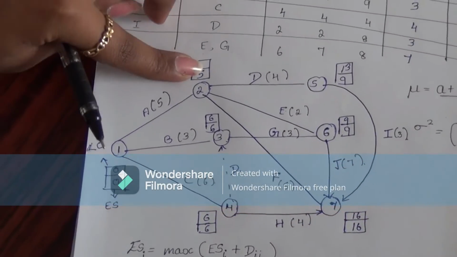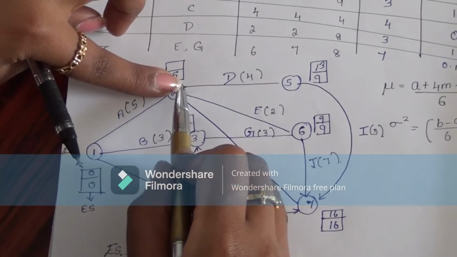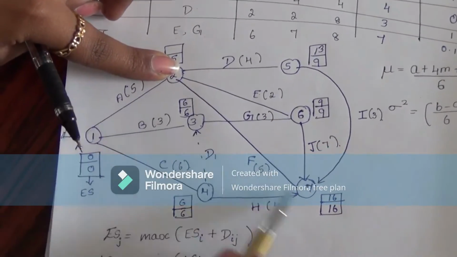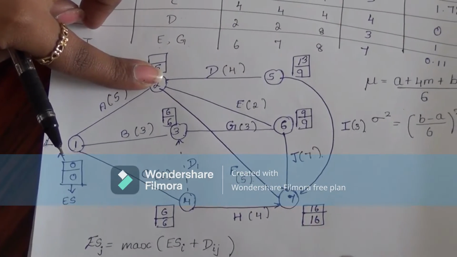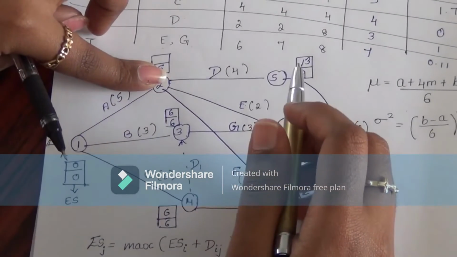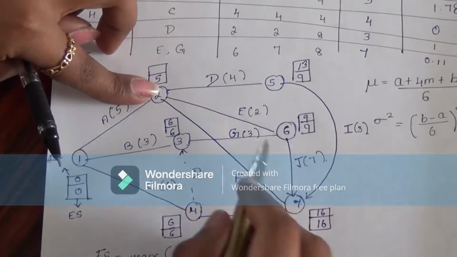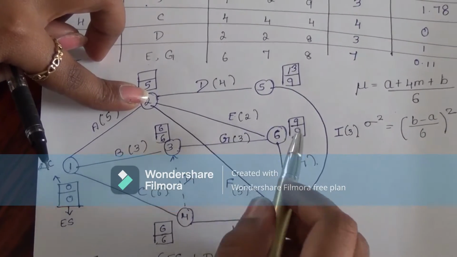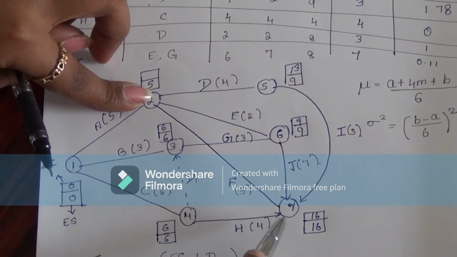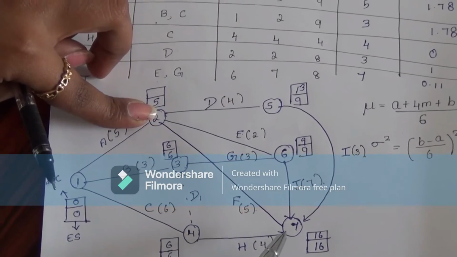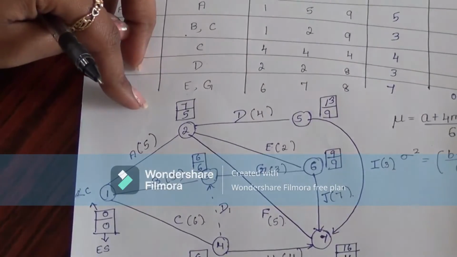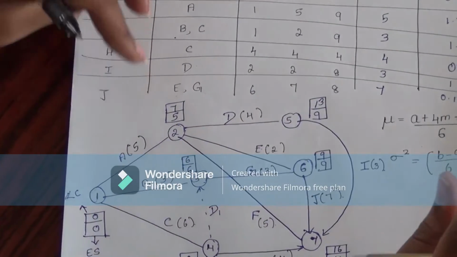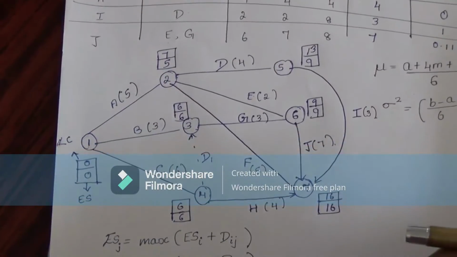And going to the second one, since it points to 3 activities, 5, 6 and 7, I have to calculate all three and find the minimum value. 13 minus 4 will be 9, 9 minus 2 will be 7, and 16 minus 5 will be 11. So the minimum value will be 7. So I am pointing out here 7. So I have calculated the latest completion time and the earliest start time for all the activities.